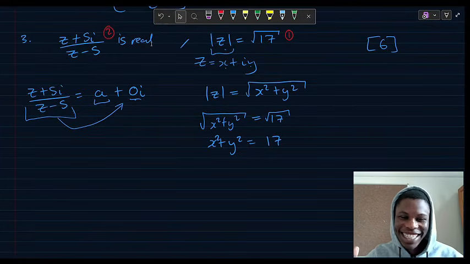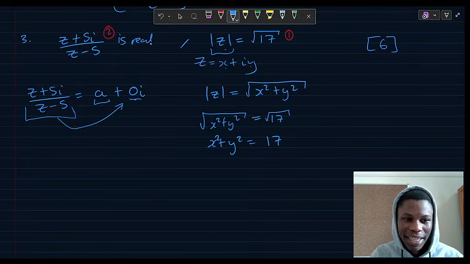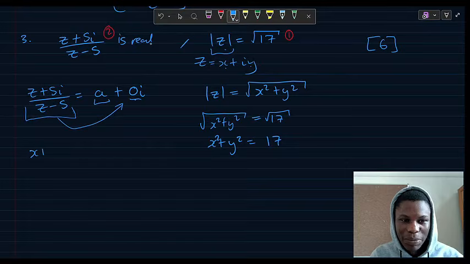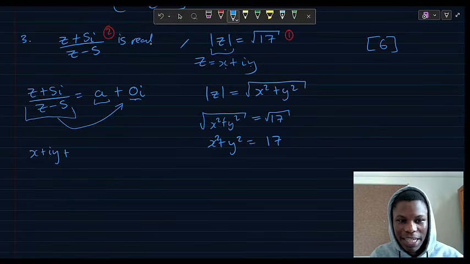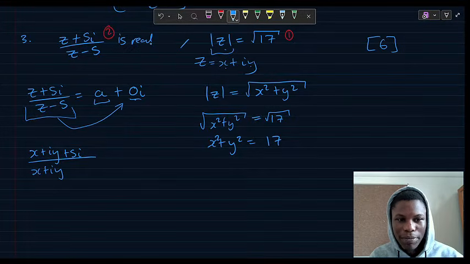So remember that z is equal to x plus iy, right? So I can rewrite that part with z as x plus iy plus 5i, and this is over z, which is x plus iy minus 5.